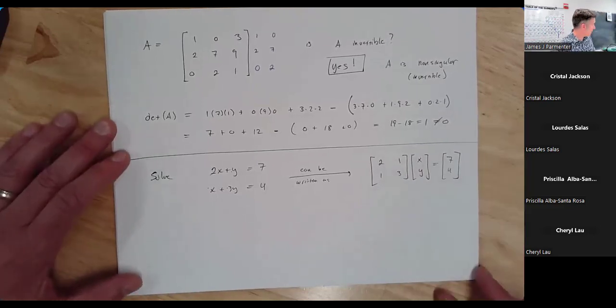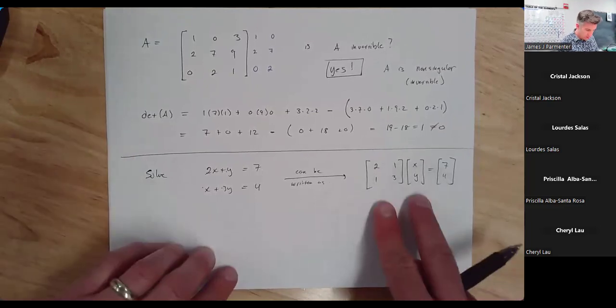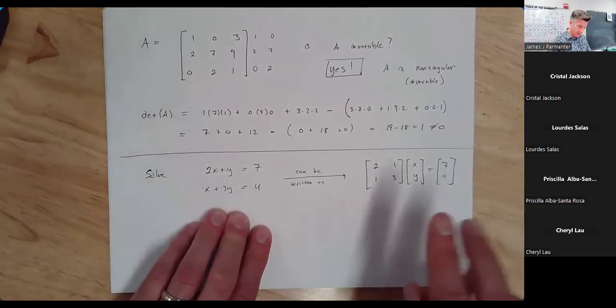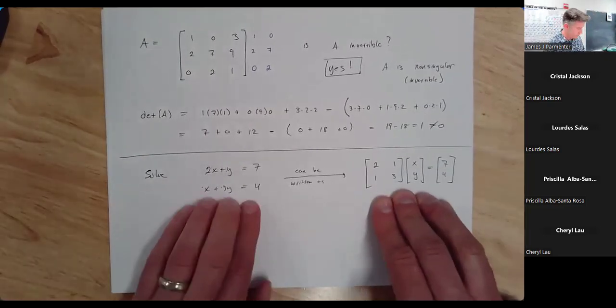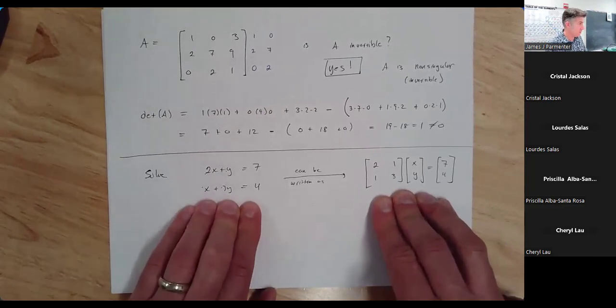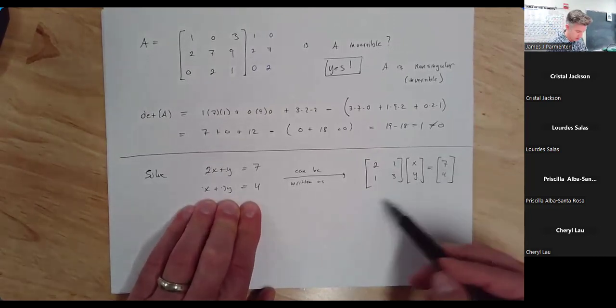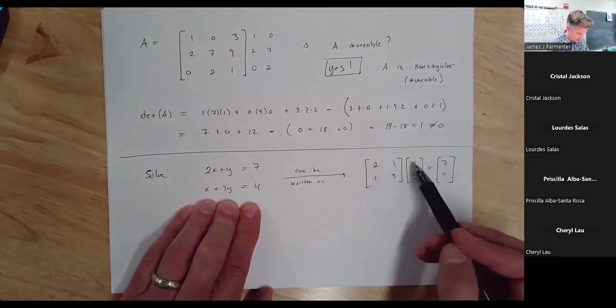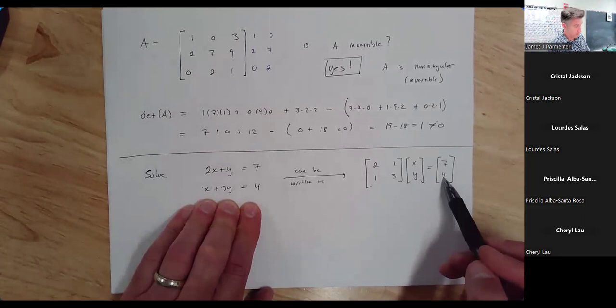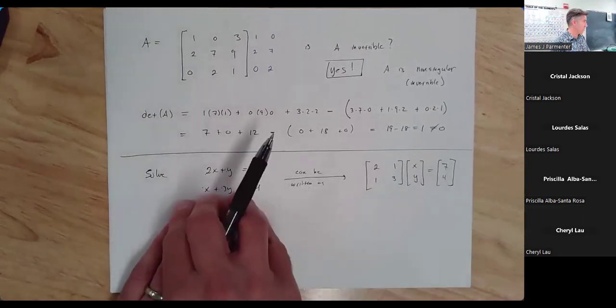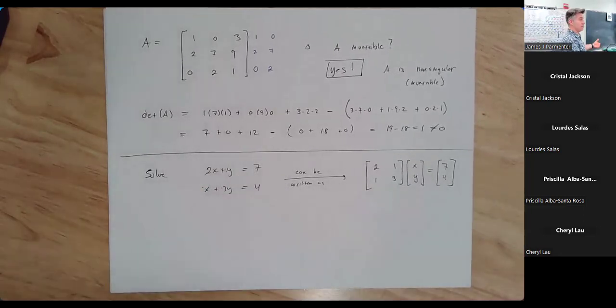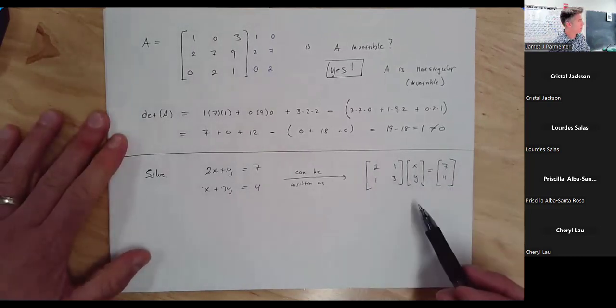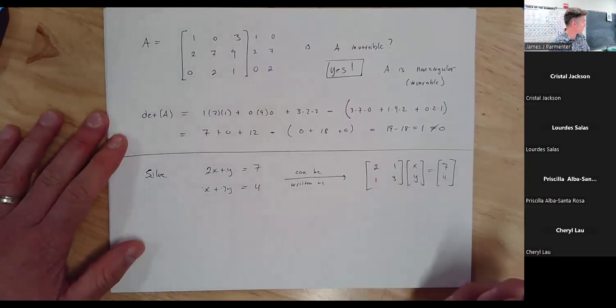And I want to really stress here, this system of equations and this system of equations are the same. They represent the same exact thing. If you multiply this out, this is 2 times x plus 1 times y equals 7. This is 1 times x plus 3 times y equals 4. So this matrix equation and this system of equations are the same. But then we can solve this system by using the inverse matrix.